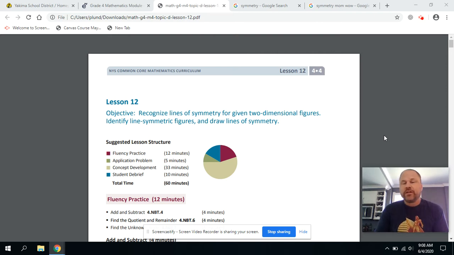Fourth graders, welcome to lesson 12, which is going to be about symmetry. Recognize lines of symmetry for given two-dimensional figures. Identify line symmetric figures and draw lines of symmetry.